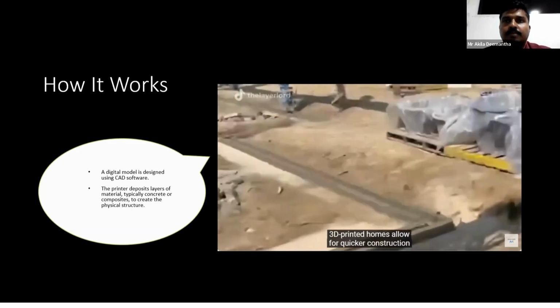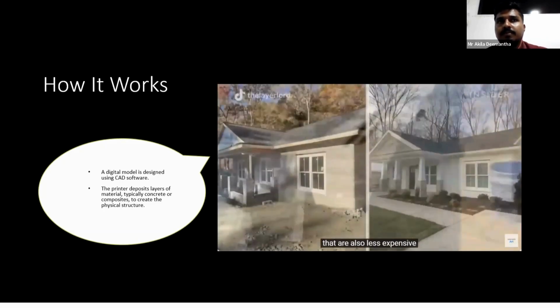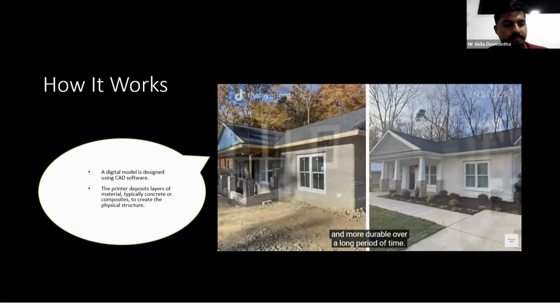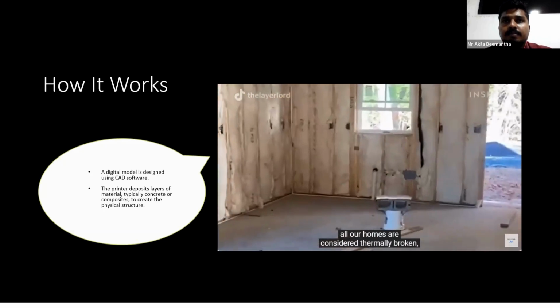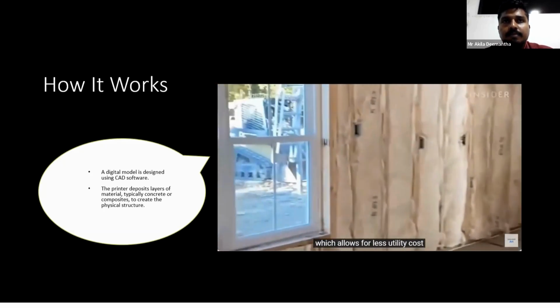Urban homes allow for quicker construction that is also less expensive and more durable over a long period of time. Since we have those two wythes, all our homes are considered thermally broken, which allows for less utility cost to maintain the home.